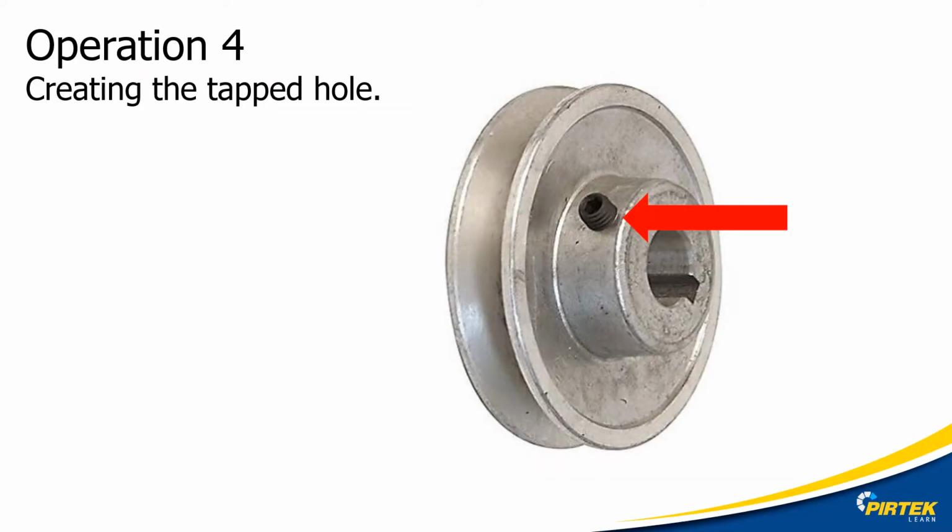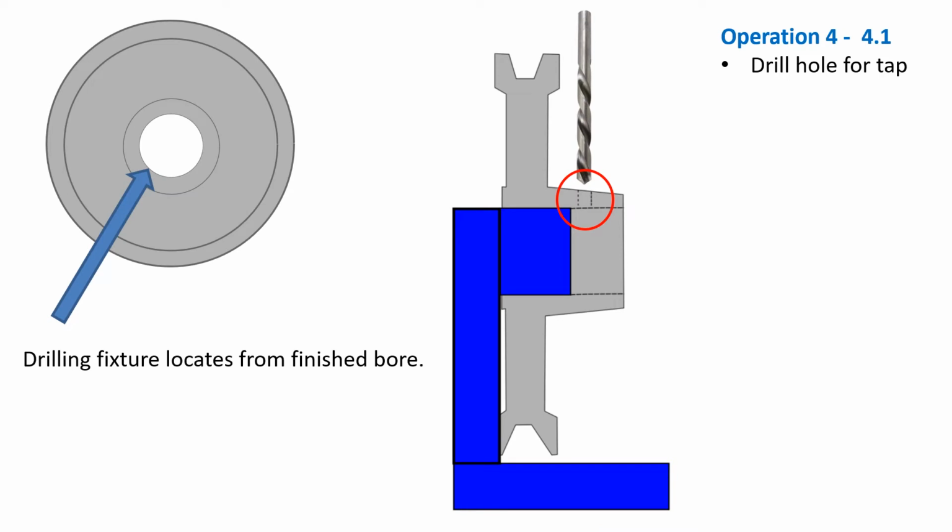Operation 4, creating the tapped hole for the grub screw. Operation 4, Step 4.1. Drill the hole for the tapping operation. Here I made a drill jig using the bore and one of the faces of the pulley as a location to ensure that the hole is perpendicular to the bore.